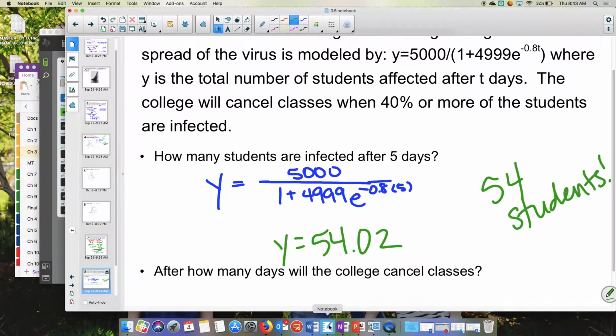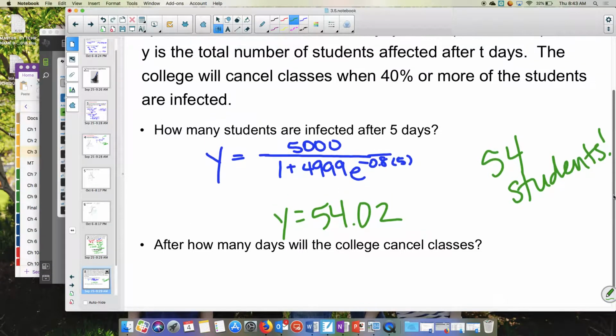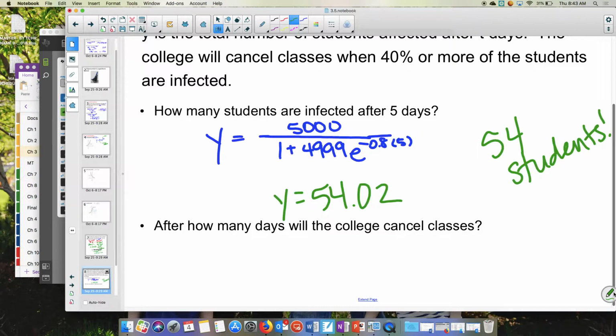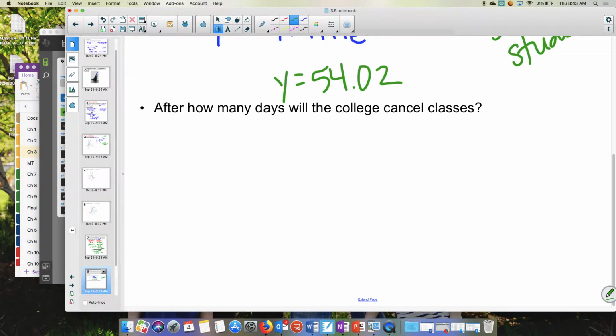Now, after how many days will the college cancel class? Well, how many students are on campus? 5,000. Okay. How did you know that? Oh, it's set up here. Okay. 40% of 5,000 is how many students? How did you get that? 5,000 times 0.4, which is 2,000. Thank you.